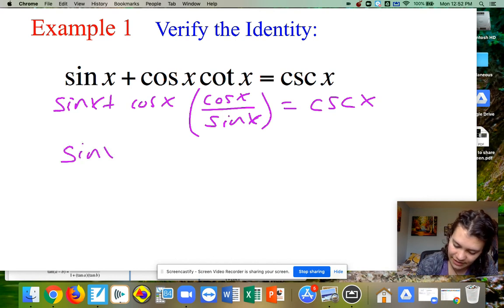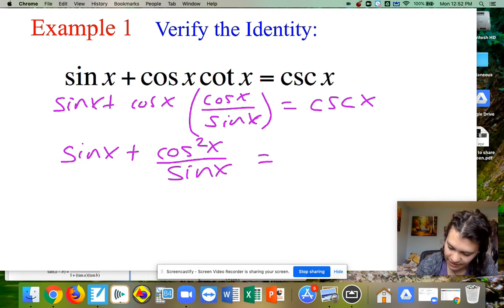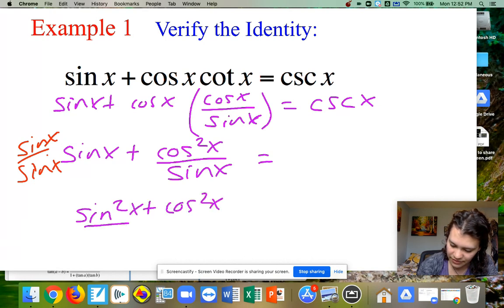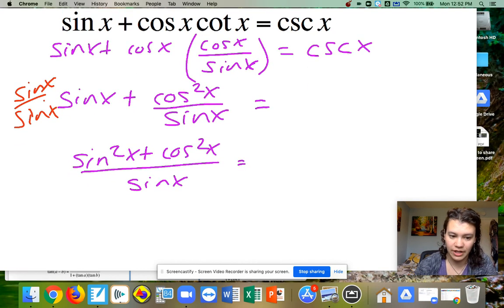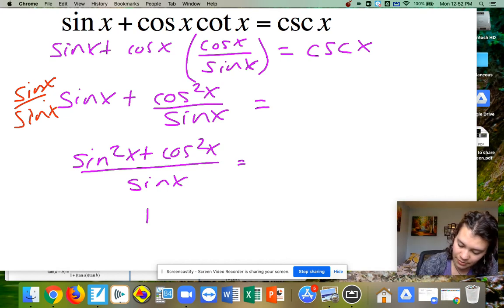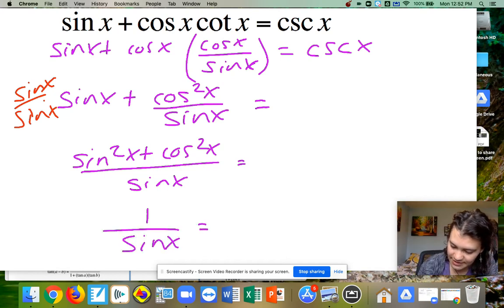So if we keep going, we get sine of x plus cosine squared x over sine of x. At this point, I'm going to get a common denominator. So I'm going to multiply this by sine of x over sine of x. You then get sine squared of x plus cosine squared of x all over sine of x. And then if you go to your trig identities sheet, I have mine here up in the top corner of the Pythagorean identities. We're going to use that first one and get 1 on top all over sine of x.